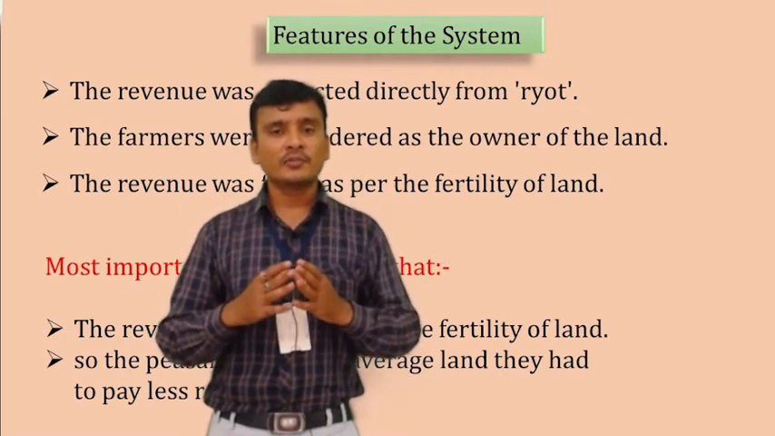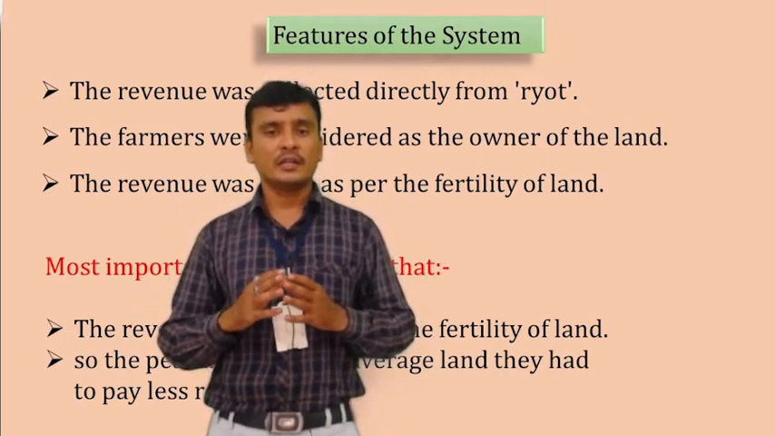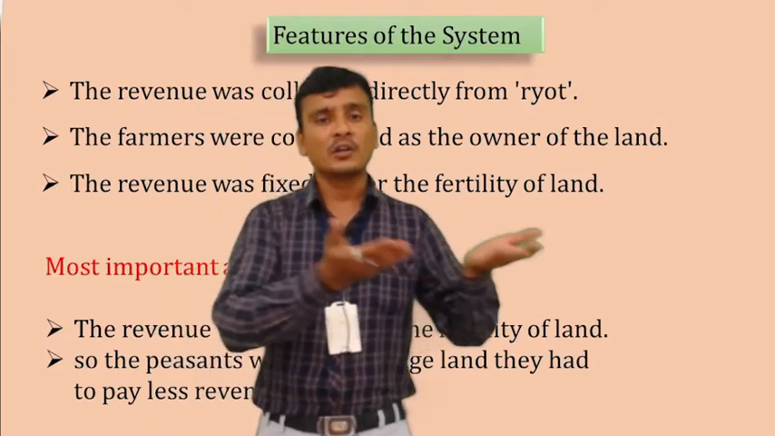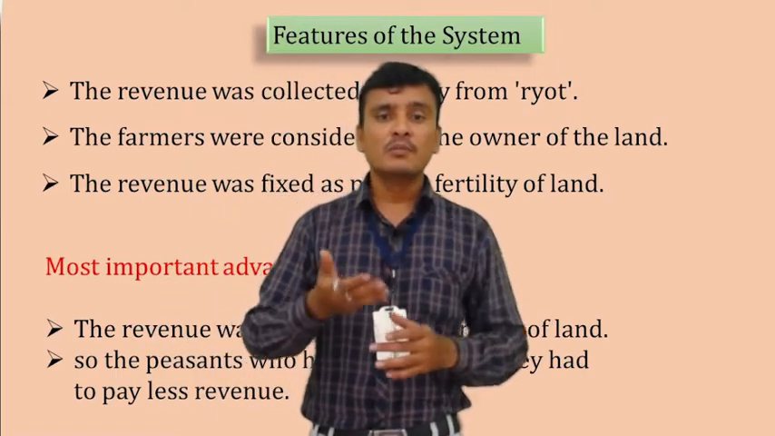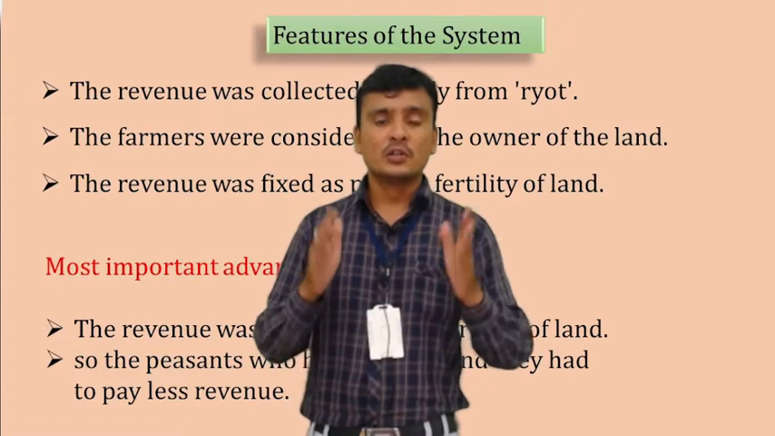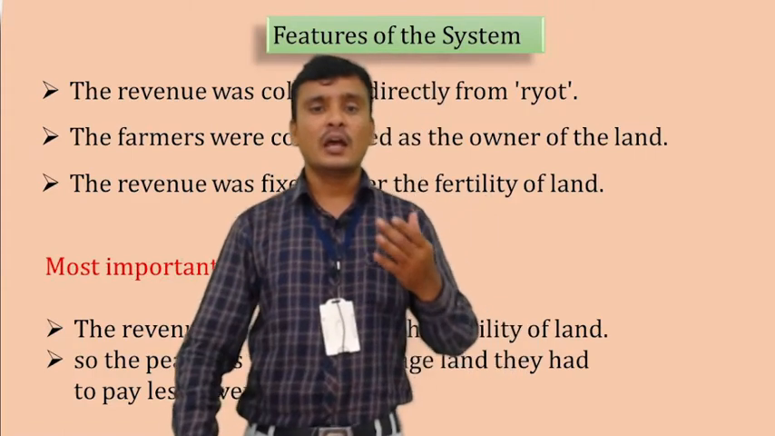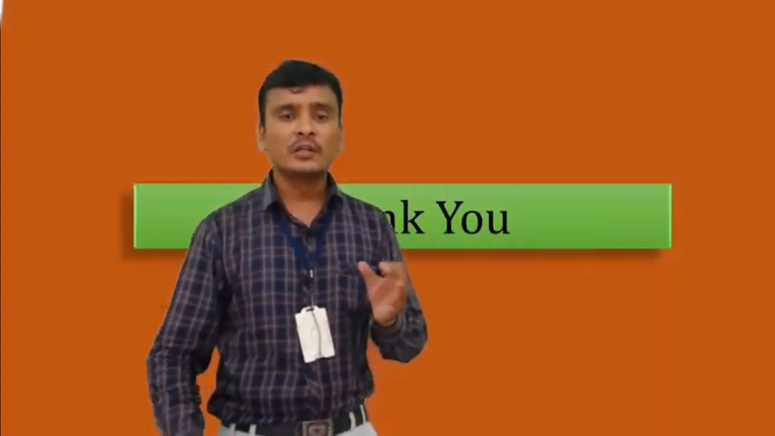If the land is not fertile, then there was less revenue. If the land is more fertile compared to other parts or regions, there was more revenue. So it was a very important and useful system, that is the Ryotwari system. Among the Permanent Settlement, Mahalwari system and Ryotwari system, the most useful and advantageous system for Indian farmers was the Ryotwari system.